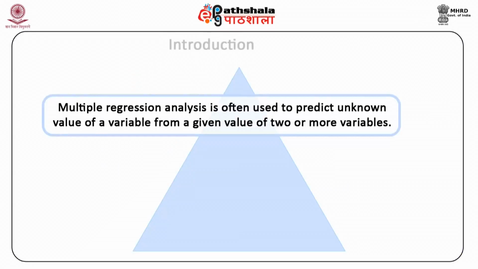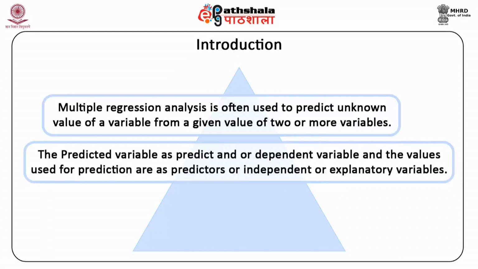For example, we want to understand the factors that determine the productivity of a crop. We can propose that the productivity of the crop is influenced by quality of the seed, soil fertility, use of fertilizer, rainfall, etc. In such cases, we employ multiple regression models to study the productivity of a crop. Multiple regression analysis is often used to predict unknown value of a variable from a given value of two or more variables.